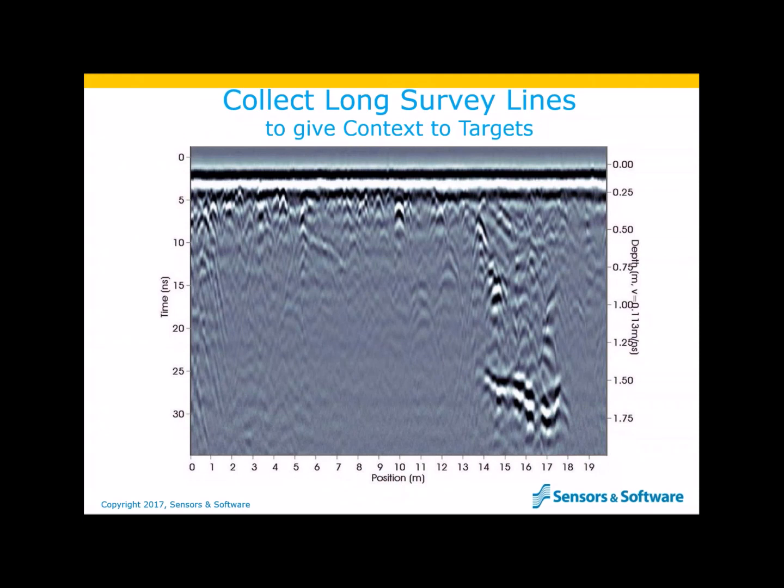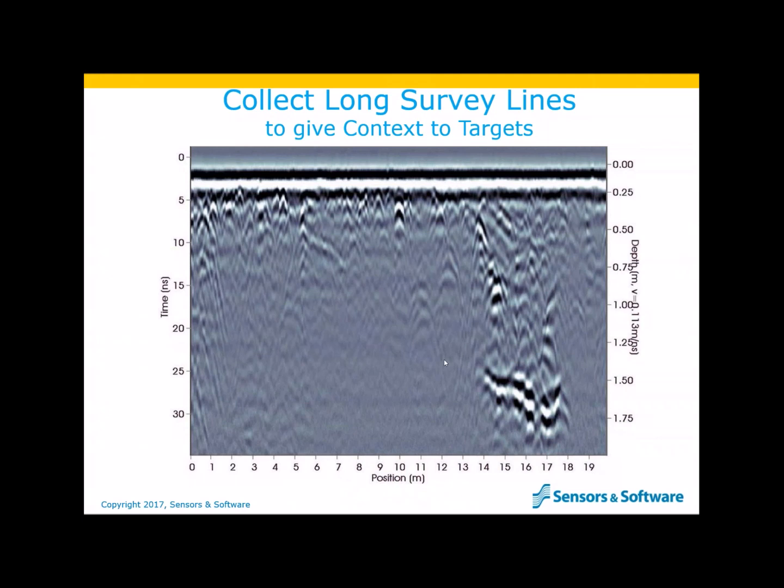Another point that is related to shape and responses, and is also very near and dear to my heart, is that whenever you are collecting GPR data, collect long lines. If your client is paying you to collect data over an area that is 10 feet by 10 feet, make sure you collect at least 1 or 2 reconnaissance lines that are 100 feet long that go through that 10 foot by 10 foot area. It is so important to put the area of interest into context.